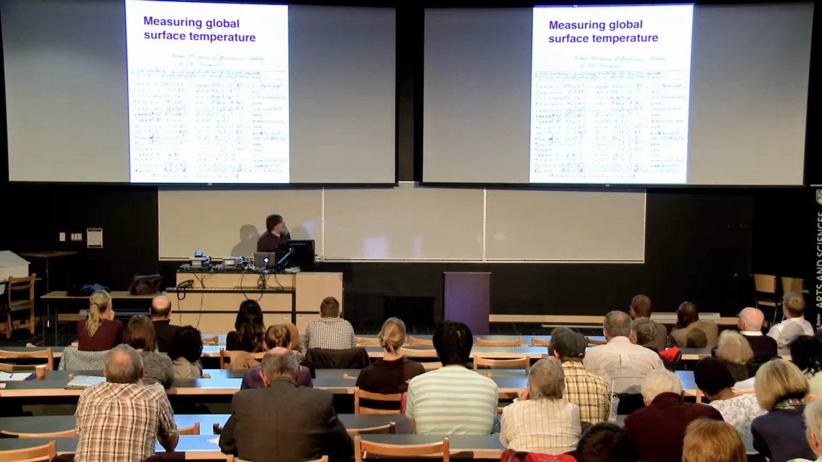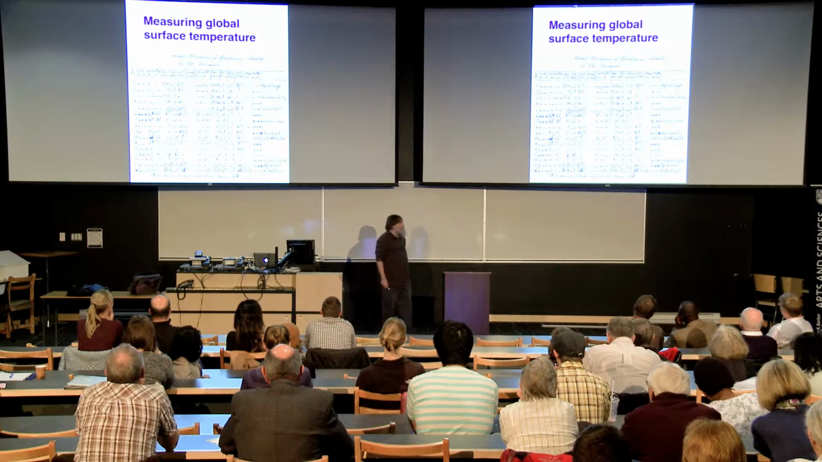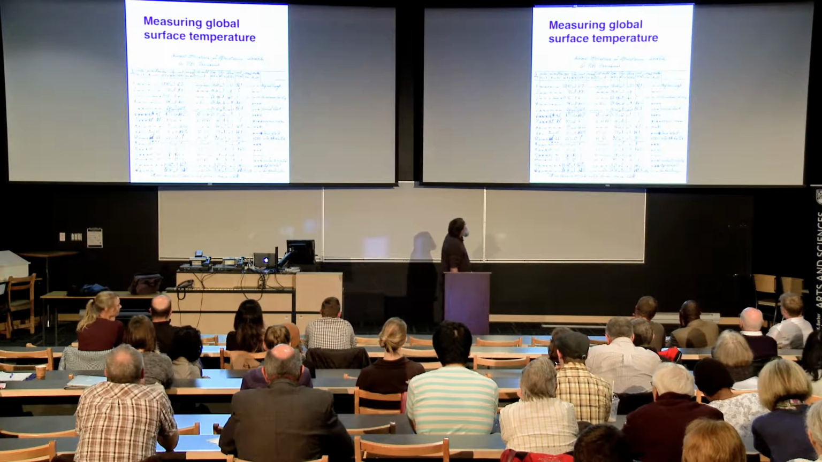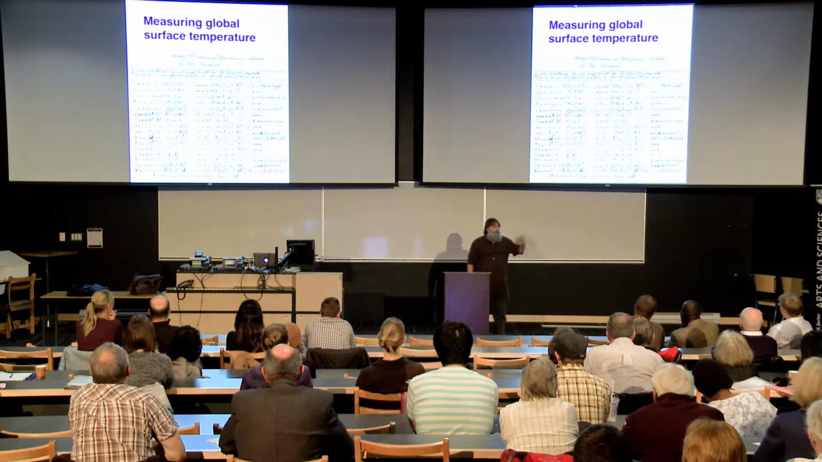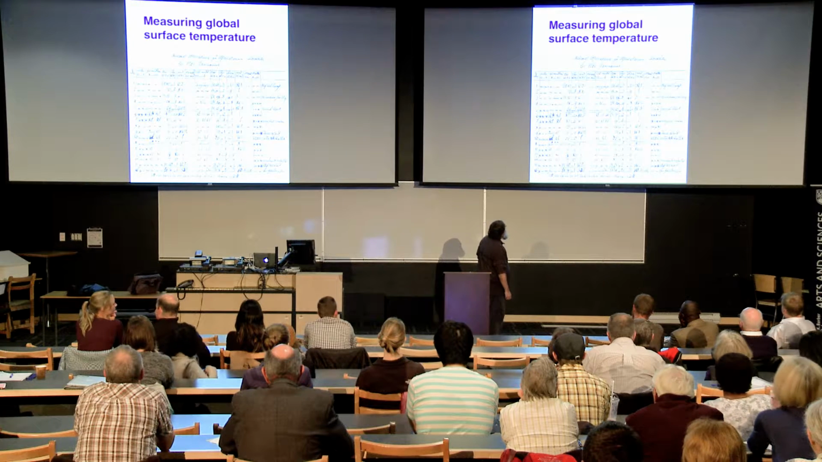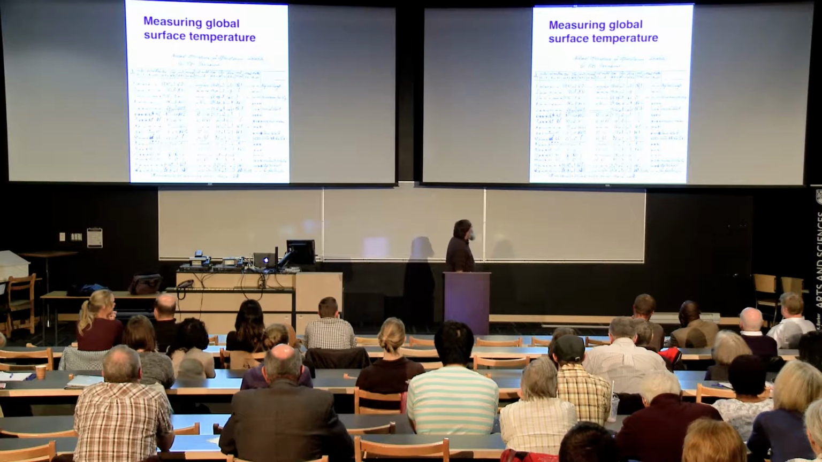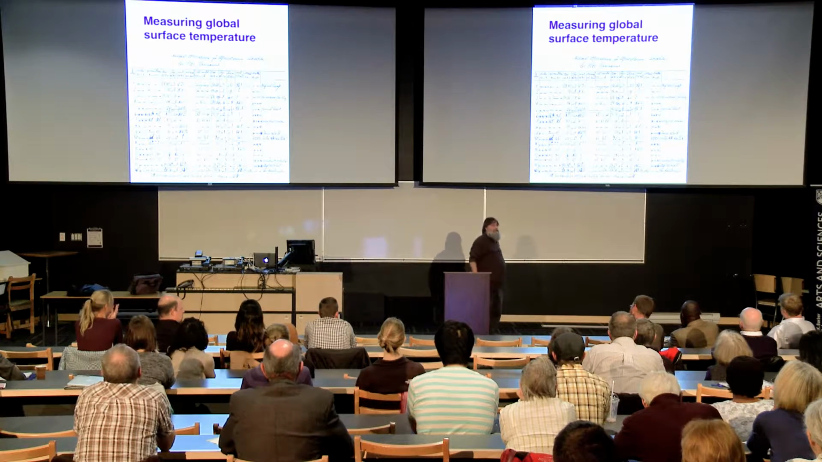We start with measurements. Measuring global surface temperature. Here's a data sheet. That's one of the things you use. This is from 1761 in Stockholm. Stockholm has one of the longest series of uninterrupted temperature measurements. And I've done some work on that series. We'll see more about it later. So this is for January in 1761.